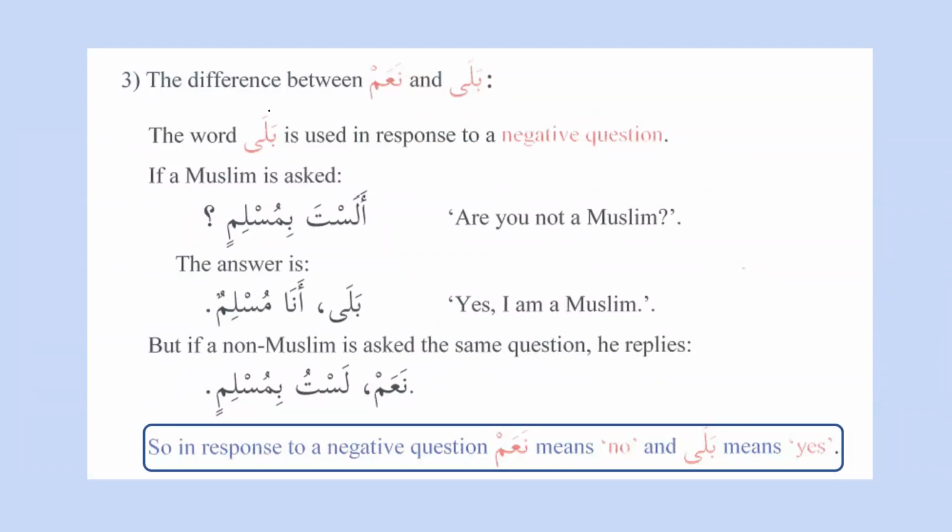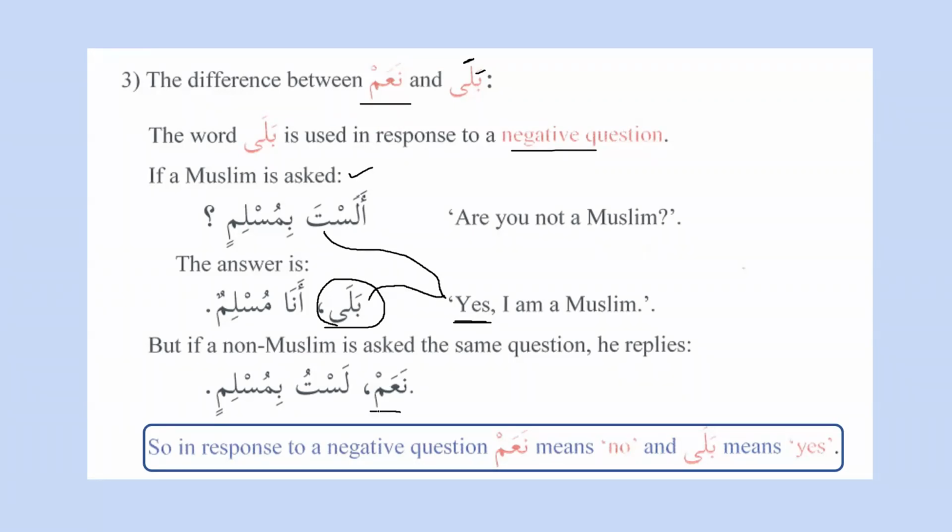Now, the difference between na'am and bala. We have learned that bala is used in response to a negative question, and na'am is used in response to a regular question. If a Muslim is asked, alasta bi muslimin, aren't you a Muslim? The answer will be bala ana muslimun. Yes, I'm a Muslim. So here we are using bala and it gives the meaning of yes, and the question is negative. But if the same question is asked to a non-Muslim, then how will he reply?